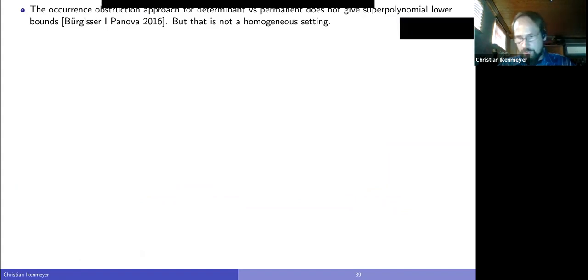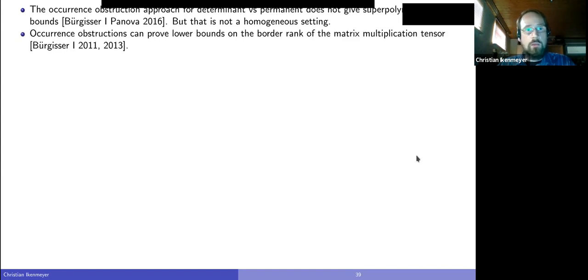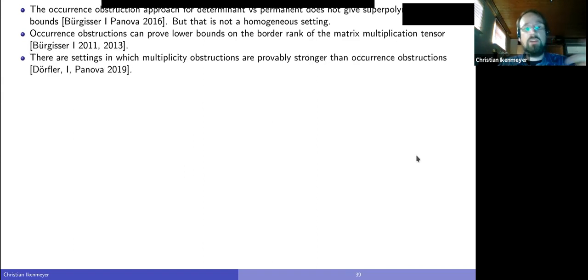So the occurrence obstruction approach for determinant versus permanent does not actually give superpolynomial lower bounds. We do know that, but that is not a homogeneous setting, right? It's very important in that proof that we're using the constants. And we don't have a strong result like this in any homogeneous setting. We do know occurrence obstructions actually can prove lower bounds on the border rank of the matrix multiplication tensor, and that's a homogeneous setting. But we also know that there are indeed settings where the multiplicity obstructions are provably stronger than the occurrence obstructions.